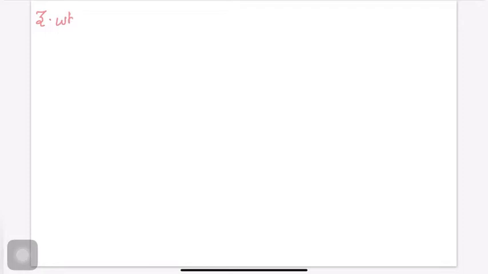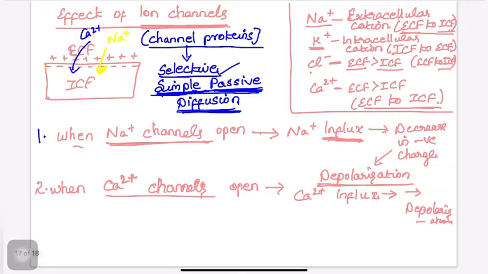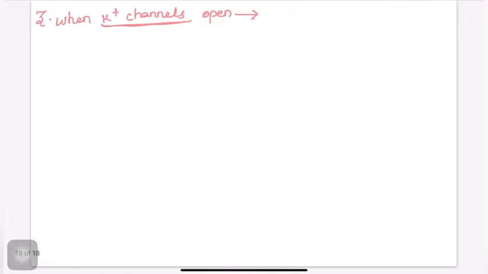Then when potassium channels open, what does it cause? As potassium channels are also ion channels, they will also transport potassium along the concentration gradient. Where is the concentration gradient for potassium? As we know, potassium is intracellular, so its concentration is more in ICF than in ECF. So its concentration gradient is from ICF to ECF. So potassium will move from in to out. So potassium efflux will happen. Flux is movement, E is out, so out of the cell.